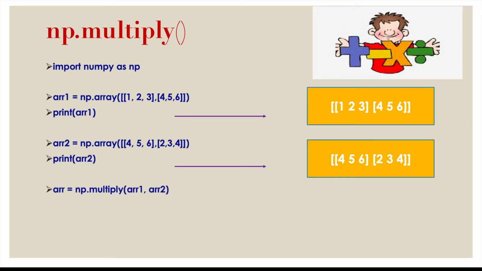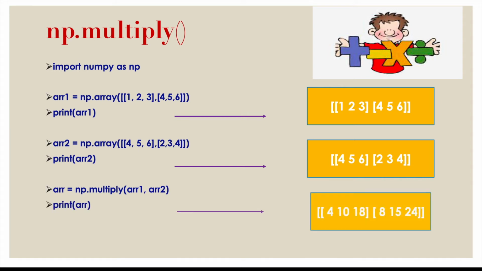Now we want to multiply these two arrays. So we call the np.multiply function and then we pass these two arrays as its argument, that is array 1 and array 2. Here we are going to create a third array where each element will be the product of the corresponding elements at the same position of the two arrays which we want to multiply. As you can see, the first element of array 1 is 1 and the first element of array 2 is 4. So we get the product as 4, which becomes the first element of the new array. So henceforth this multiplication takes place.